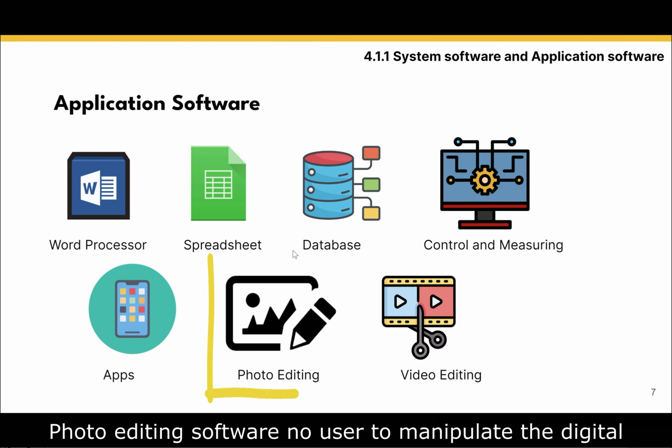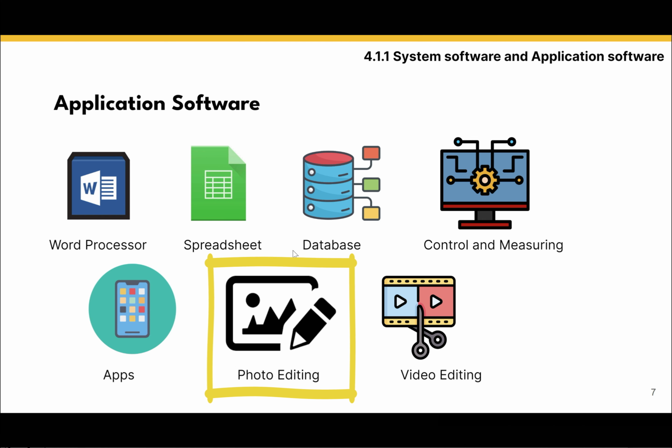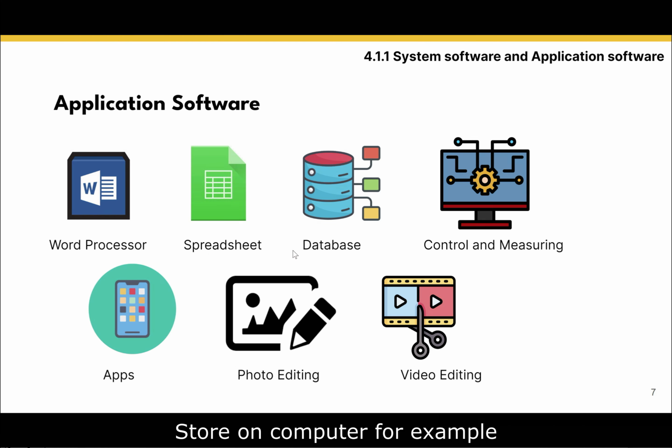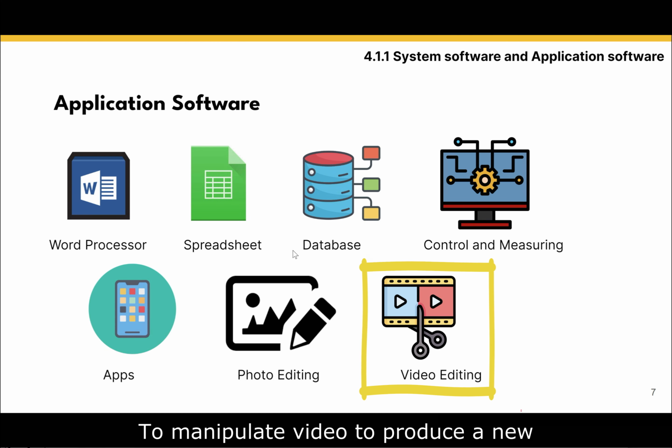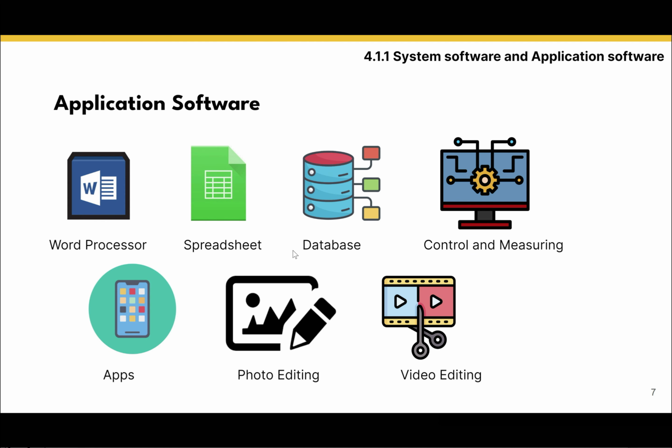Photo editing software allows a user to manipulate digital photographs stored on a computer, for example, change brightness, change contrast, alter color saturation, or remove red eye. They also allow for very complex manipulation of photos. Video editing software has the ability to manipulate video to produce a new video. It enables the addition of titles, color correction, and editing of sound in the original video.